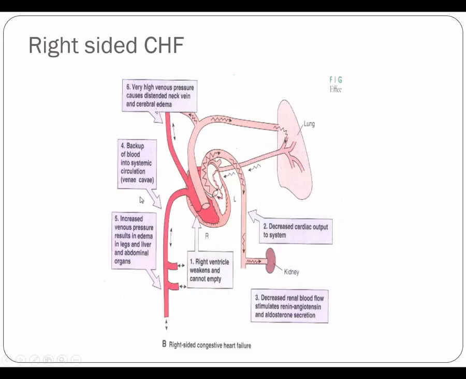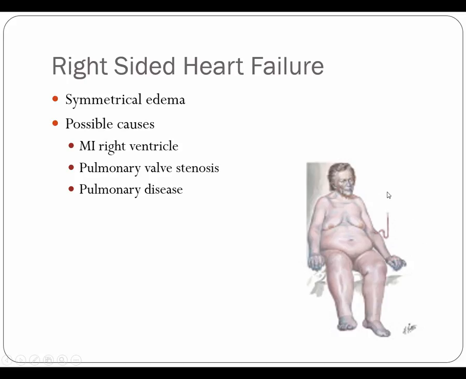Backup of blood into the systemic circulation through the vena cava. So you have increased pressure resulting in edema in the legs, the liver, and the abdominal organs. If it backs up, for left-sided heart failure, it's going to back up into the lungs because the left ventricle can't contract and get it all out. If it's going to back up into the right, it's going to back up into the body, and that's where you're going to see all this peripheral edema and swelling going on.